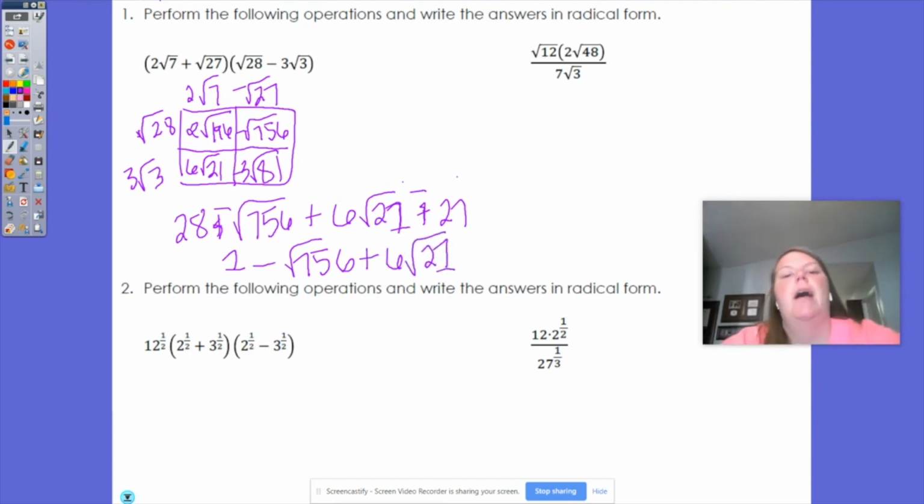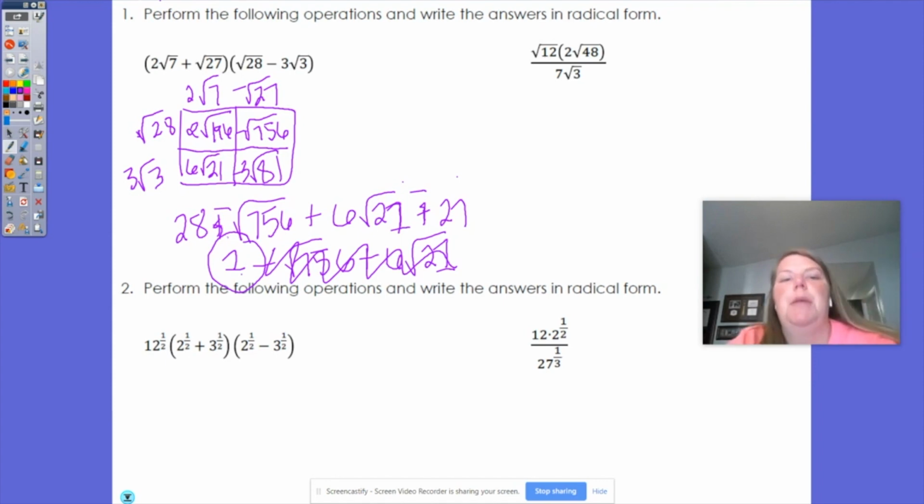Now, I will tell you that these end up being the exact same thing. I know you wouldn't believe me, but 21 does go into 756. And it goes in there 36 times. And obviously, the square root of 36 does give me that 6. So these actually end up canceling out. And you're just left with that 1 there.